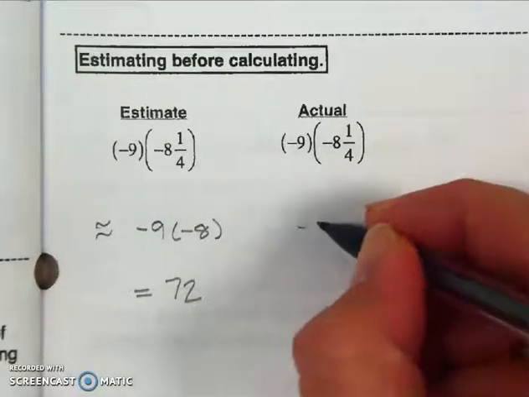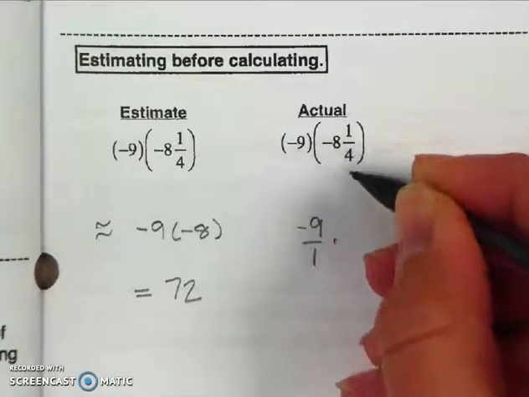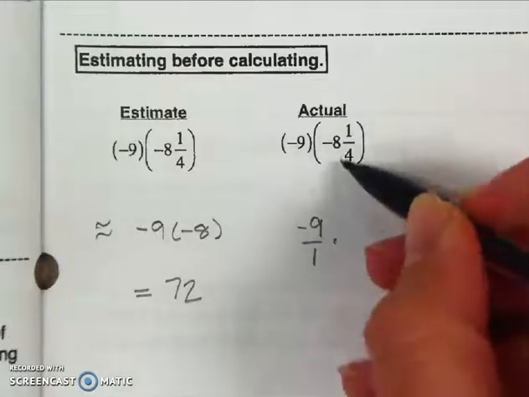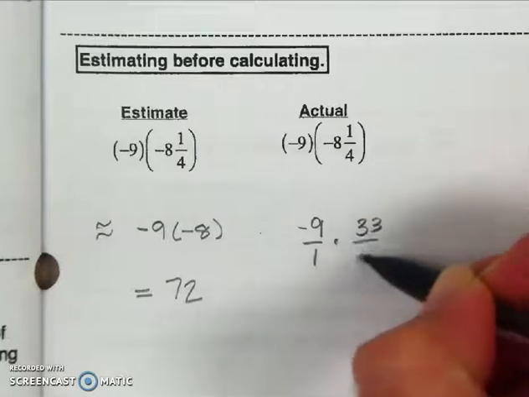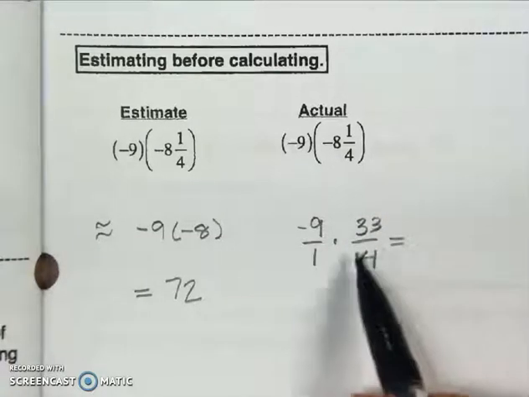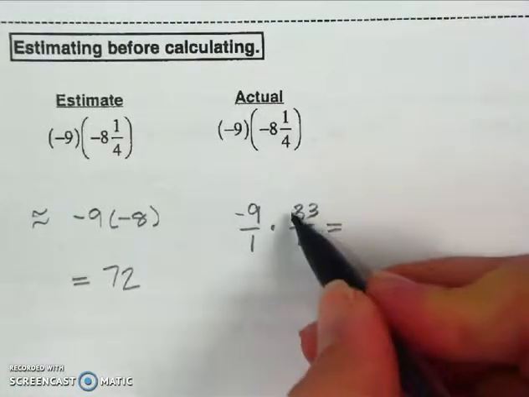Remember, we would take this number 9 and put it over 1, and the other one we do big by the bottom, add the top. So 8 times 4 is 32, plus the one up top is 33 over 4. And so let's see if we can cross reduce. We can't this time, so we're actually going to have to work out that multiplication.